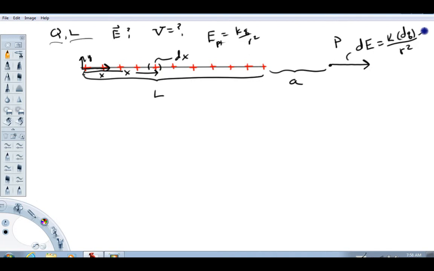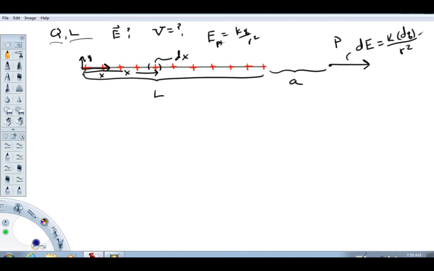We're going to have to figure out something to put for the dQ and also the r. The r in this equation is going to be from the chunk, which is here, to the point, which is here. So let me go through and highlight that real quick so we're clear. The r is this distance, which I've done in green. I'm going to get rid of that now.